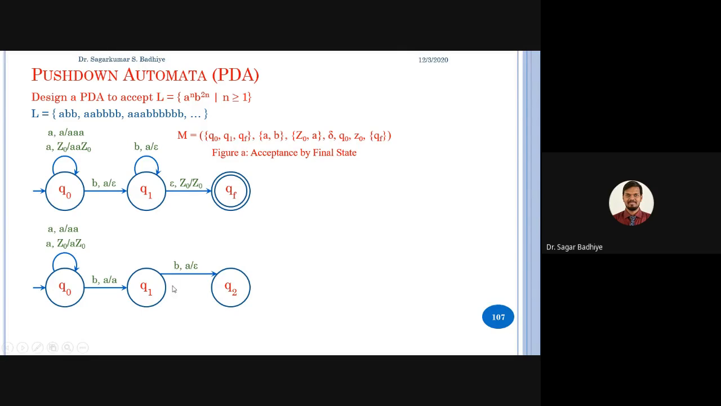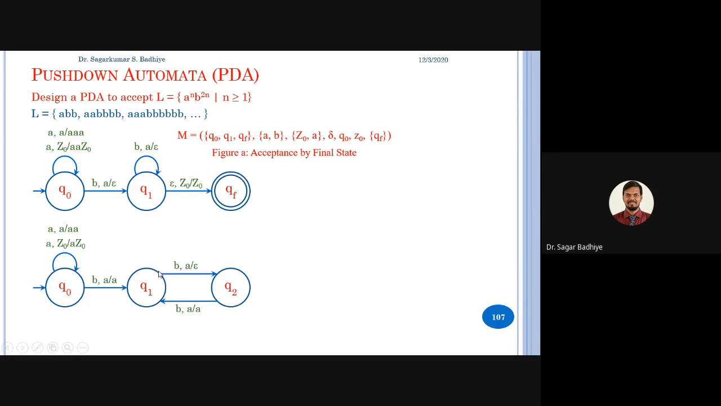Okay, because that would be the third B. So in Q2, if B is the input and A is on the top of the stack, I'll keep this A as it is, but I should go to a state such that if I read another B from that state, I should be able to pop. So I will add a transition from Q2 on B to Q1 and leave the stack as it is, that is A, it would be A only.